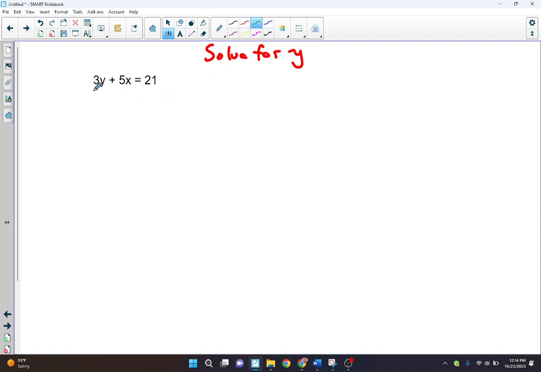So what we do is we move everything away just like a normal equation, just we have to deal with the 5x as a number. So 5x has to get moved away from y. So we're going to rewrite this as 3y equals negative 5x plus 21. If you write 21 minus 5x, that's perfectly fine.